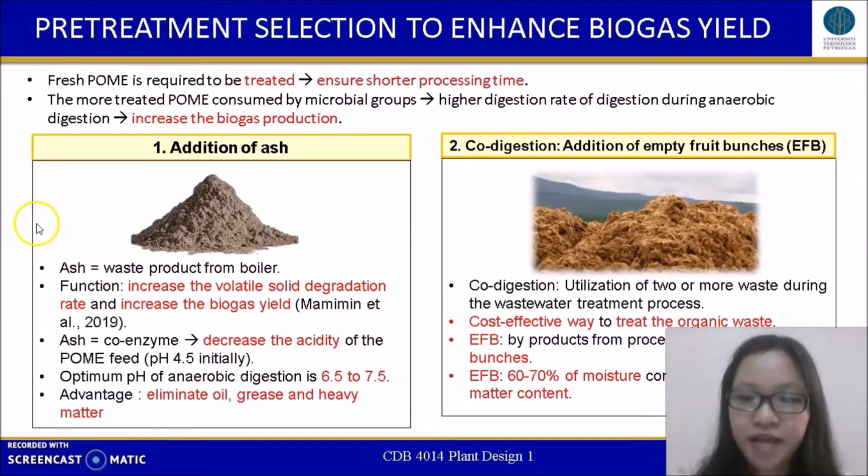Ash is known as a waste product from the boiler. The main functions of adding ash into the foam are to increase the volatile solid degradation rate and increase the biogas yield, act as a coenzyme to decrease the acidity of the foam feed, and help to eliminate oil, grease, and heavy metals. The second method is through the co-digestion process by adding the anti-fruit branches, shown here.